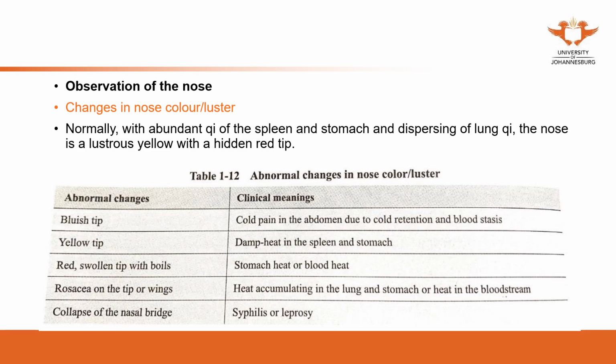Observation of the nose. We're also going to focus on the colors and lusters. So the bluish tip, blue is the cold and pain, yellow is damp heat, red is heat. It can be summer heat or blood heat. So at least when you see the colors, you're going to reflect. Whenever you see the red color, you need to reflect to heat. And then which heat you can see from the other signs and symptoms or from inquiries. So these are different colors.